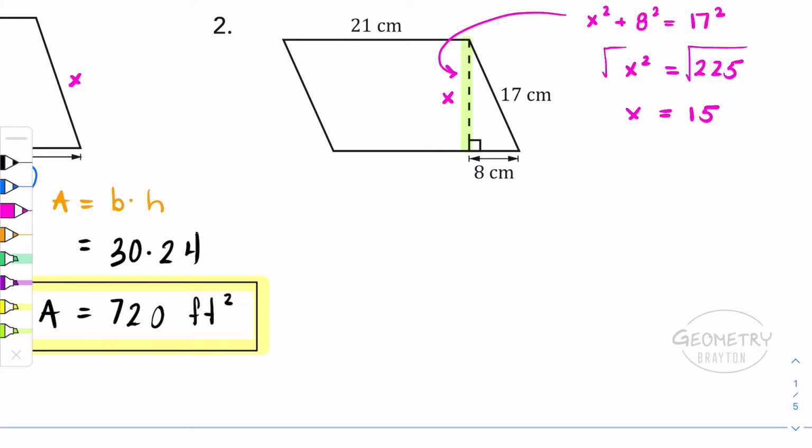Okay, knowing that x is equal to 15, I can now find the area. The area is equal to base times height. The base is 21. I know it's at the top, but recall that the top and the bottom are equal. So 21 times 15 is going to give us the area, which multiplies out to 315 square centimeters.